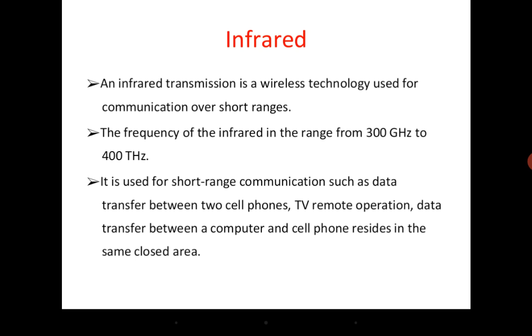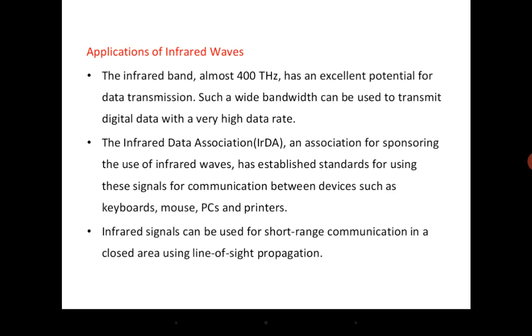Finally, infrared. Infrared transmission is a wireless transmission used for communication over short ranges. Short range communications are made possible by infrared. Their frequency ranges from 300 gigahertz to 400 terahertz. It's used for short range communication such as data transfer between cell phones, TV remote operation, and data transfer between a computer and cell phone in the same closed area. In the applications, it has a high data transfer rate, so it can be used for fast data transmission.